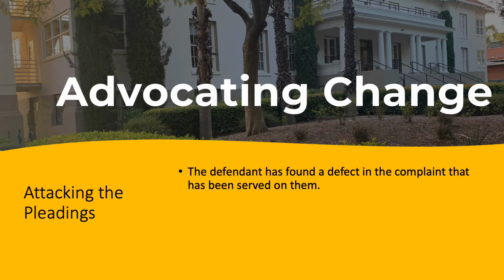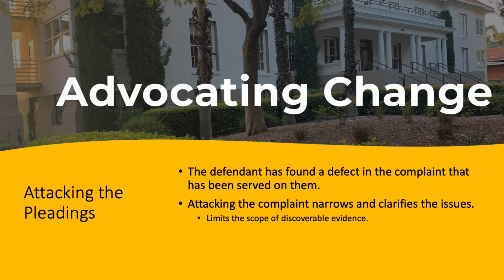Attacking the pleadings in most circumstances is considered making an appearance in the lawsuit, in which case the defendant submits to the jurisdiction of the court. Attacking the pleadings will allow the defendant to narrow and clarify the issues of the plaintiff's argument. The complaint states what issues are in dispute. By narrowing the issues, only evidence that is considered to be relevant to those issues is considered to be under the scope of discovery and allowed into trial.